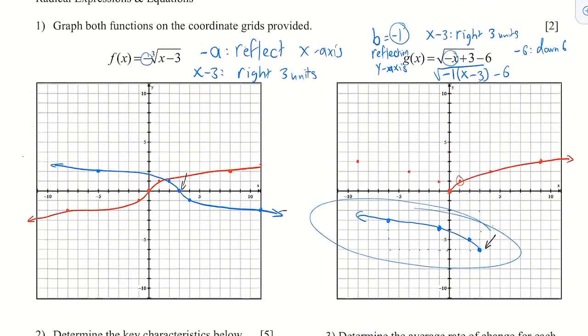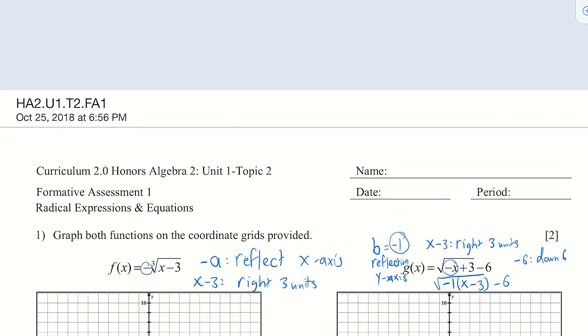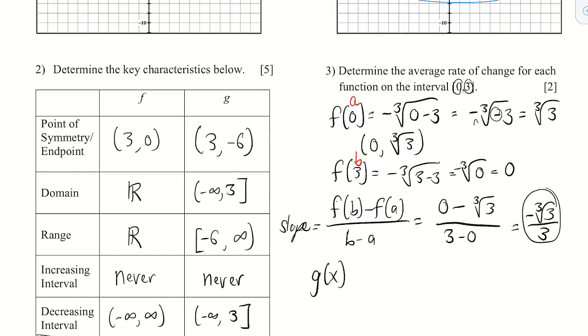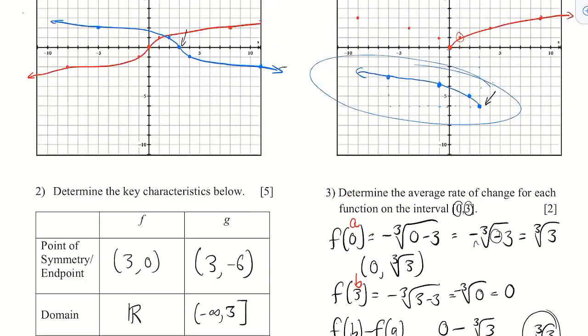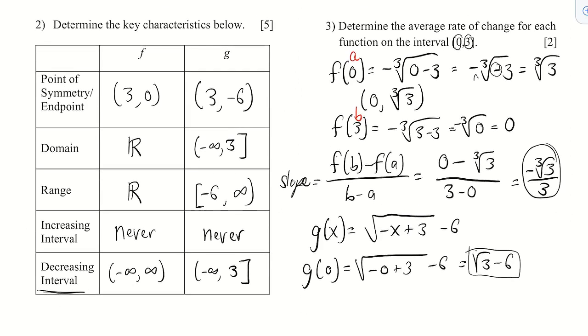Okay, if I do that for the square root function, I'm going to write this again. So g of x equals square root of negative x plus 3, and then I think it was minus 6. Okay, so I'm going to place in g of 0. So it's going to give me square root of negative 0 plus 3, and then minus 6. So this value is actually going to be square root of 3 minus 6, and just keep it like that. You don't need to do anything further. I know this is going to get kind of confusing, but I can't simplify that any further, so I'll just leave it as is.